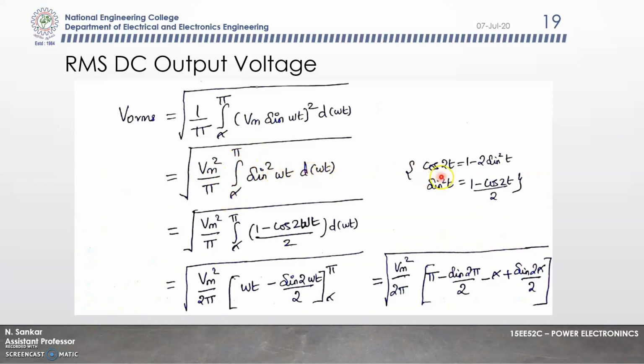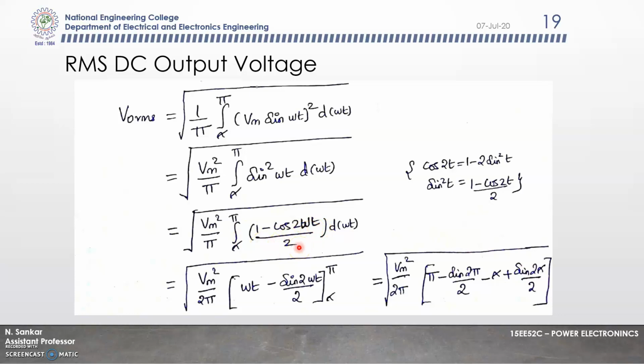Everyone knows the formula, right? cos 2t is equal to 1 minus 2 sin square t. Now we need sin square t, because the integration of a square is more complex, so we convert it to a variable with a power of 1. From this we can take sin square t. So sin square t is equal to 1 minus cos 2t by 2. Just substitute the value here, that is 1 minus cos 2 omega t by 2.